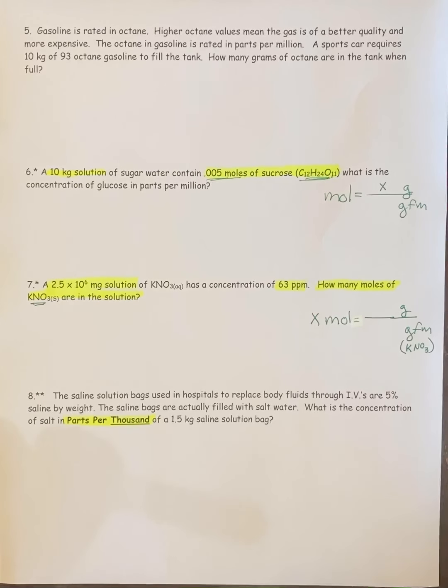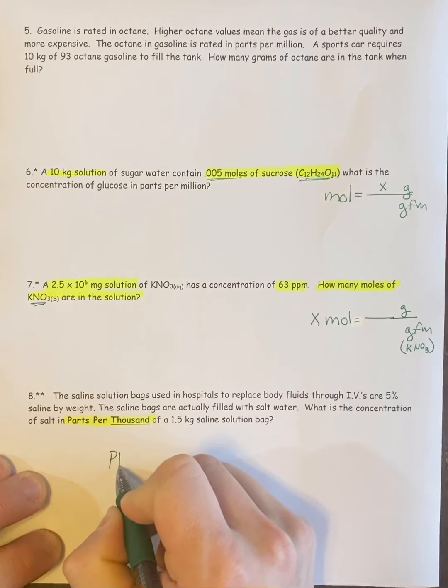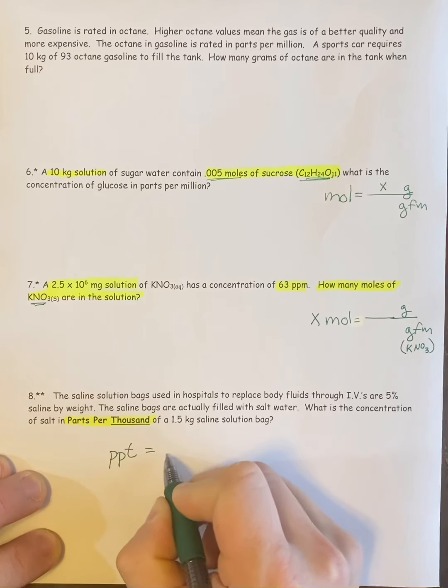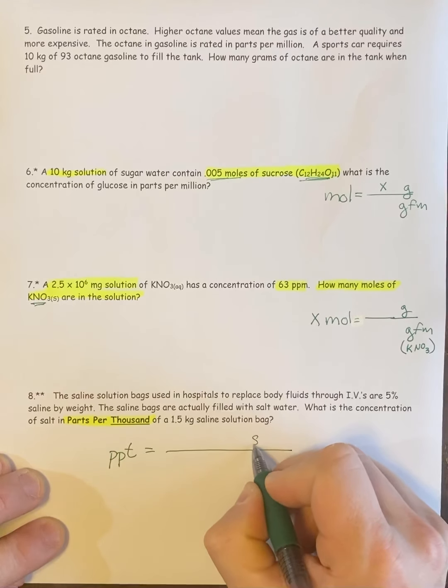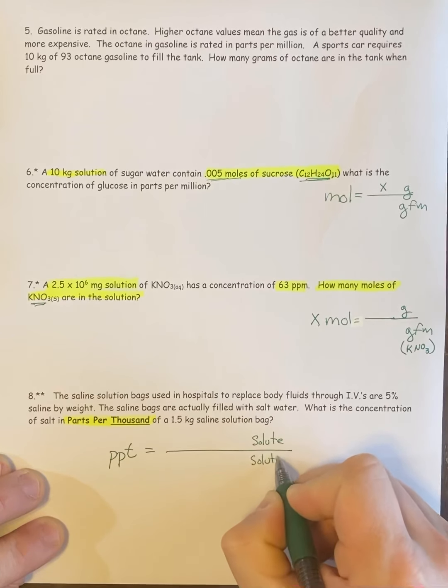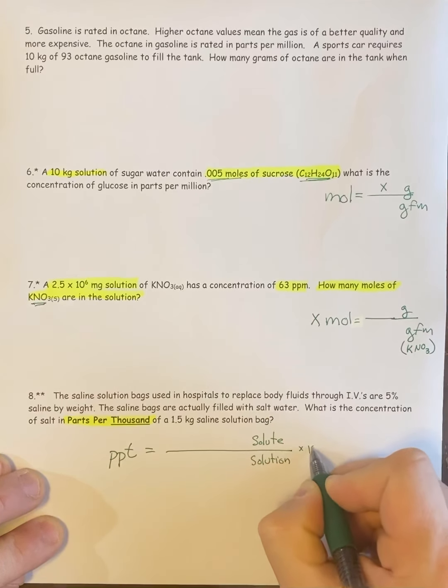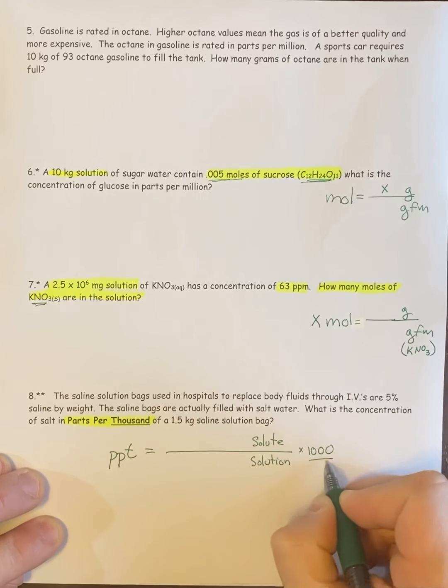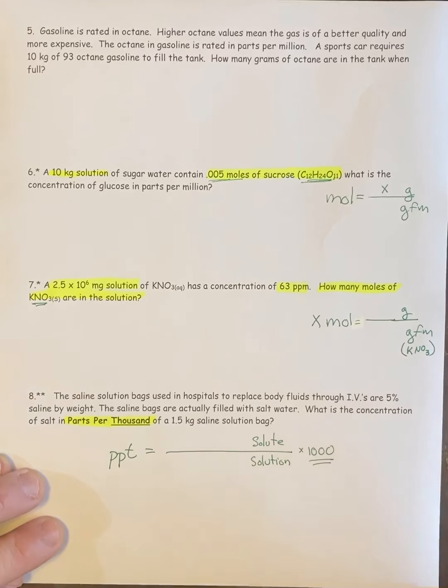What is the concentration of salts in parts per thousand, keyword there, in a 1.5 kilogram saline solution? So what they're telling you here is, so I'm going to write PPT for parts per thousand. But notice it's times 1,000 because it's parts per thousand. So that's the first thing.